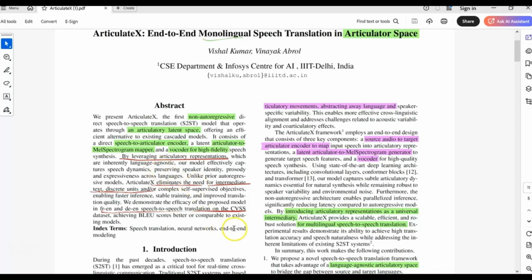The authors use the CVSS dataset to experiment and show the results of this architecture. They say it produced a higher BLEU score in their experiments, and they tested two pairs of languages: one going from French to English, and the other going from German to English.